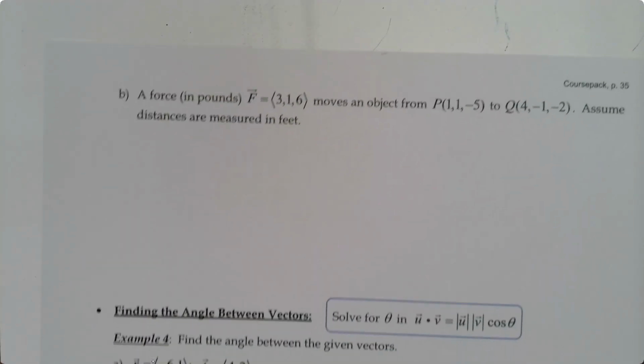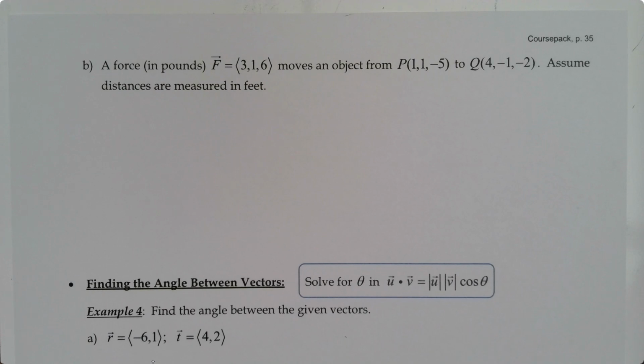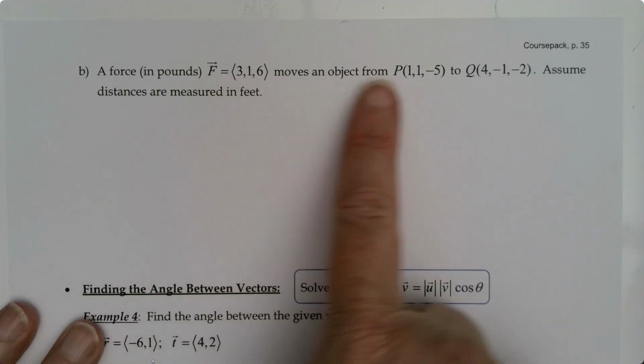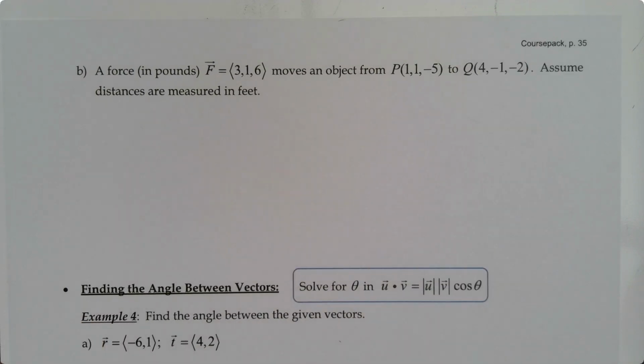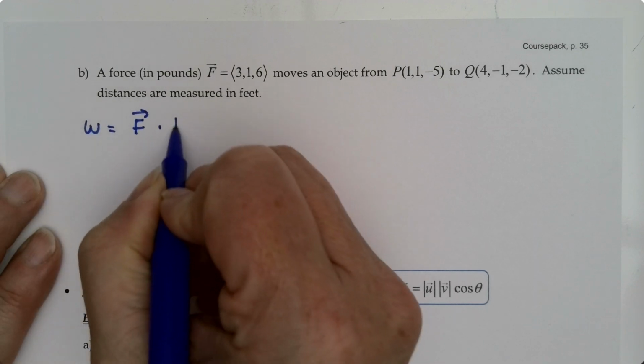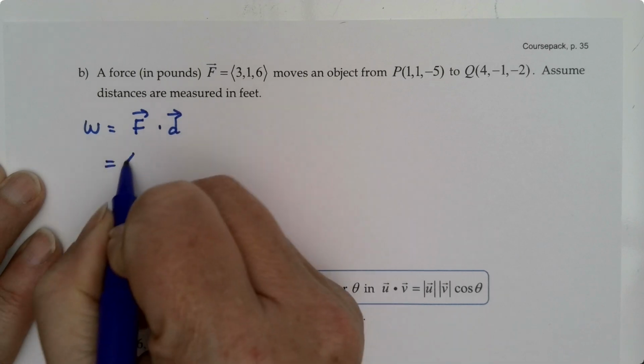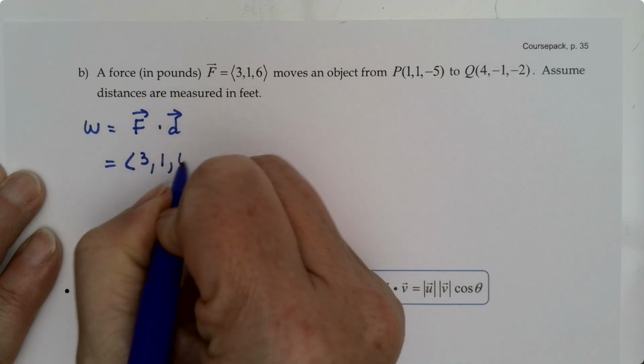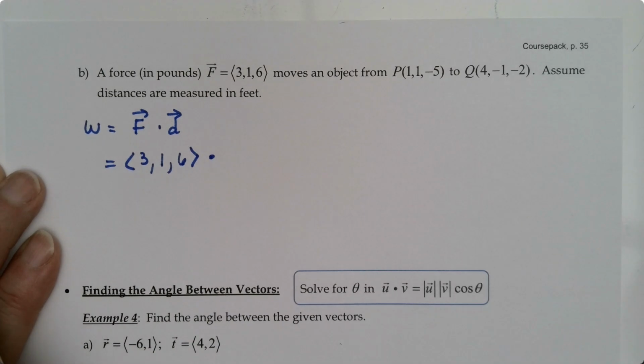We have a force in pounds that moves an object from this point to this point, assuming the distances are measured in feet. We're going to find that work. All right, well, work would be the force vector dot product with the distance vector. And I know the force vector. It's 3, 1, 6. I don't know the distance vector, but I could find it.